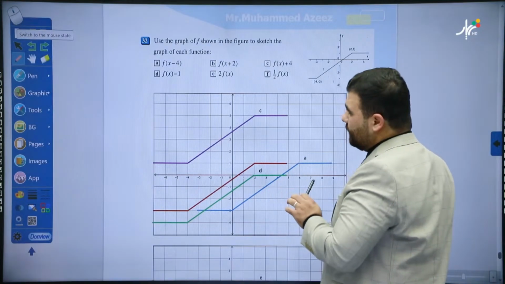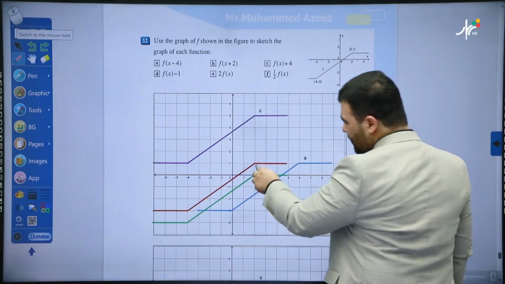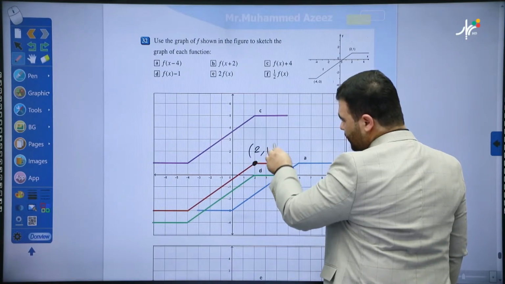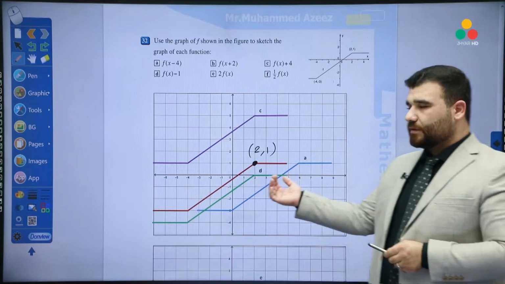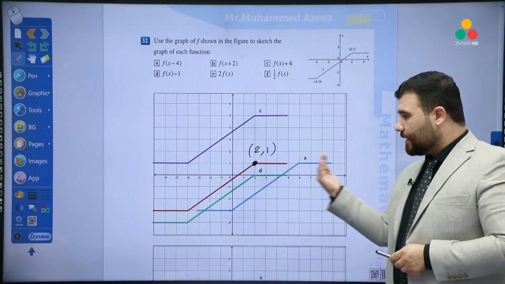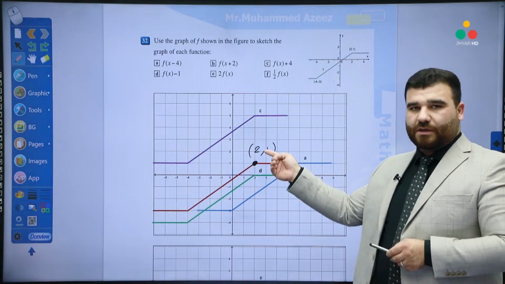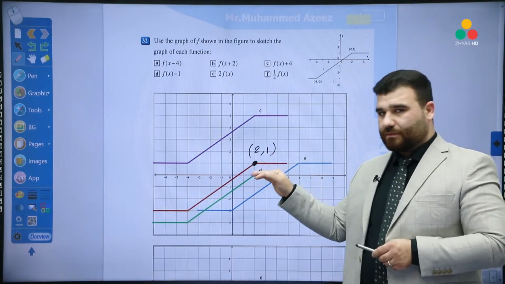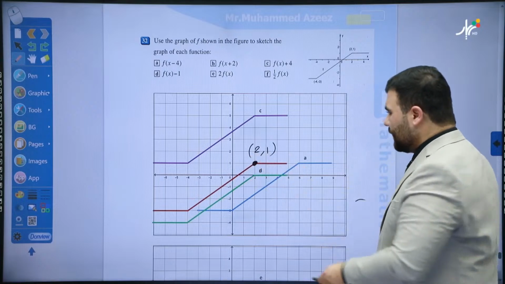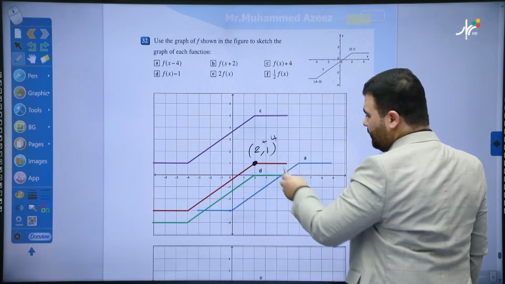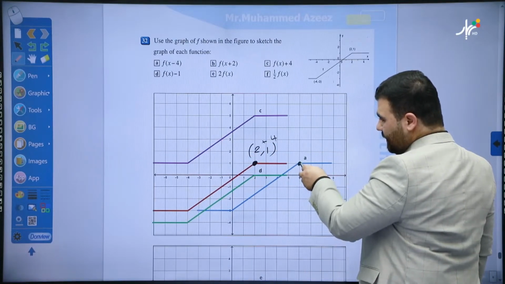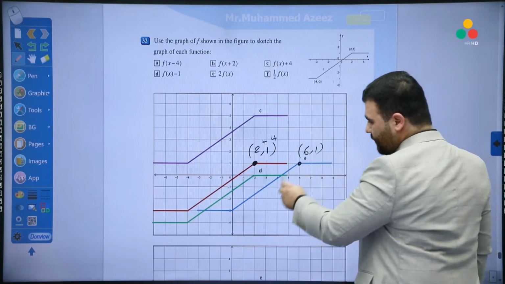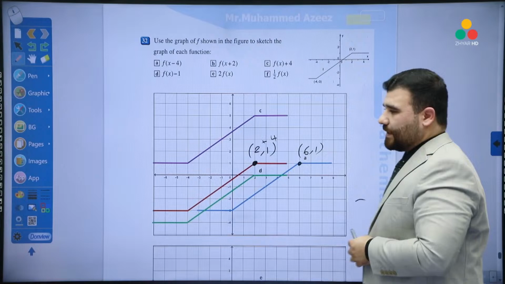It's good to focus on 1 or 2 points. This point is a good point to focus on. This point is (2, 1). If I move this point 4 units to the right, only the x value changes. There is no vertical change. The y, which is 1, stays as 1. Then the 2 plus 4 becomes 6. This is why this corner, which was at 2, is now at (6, 1). This blue graph is the answer of part A.